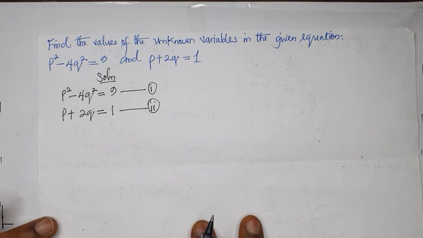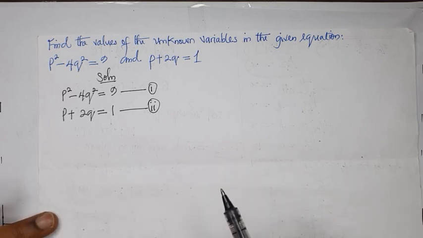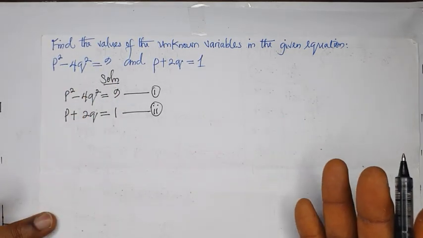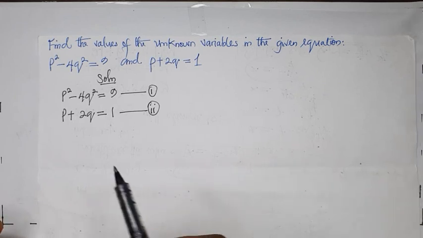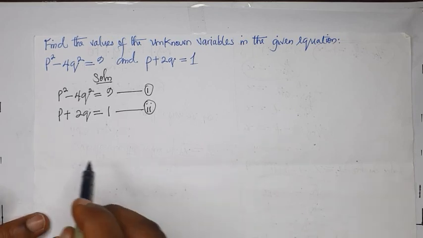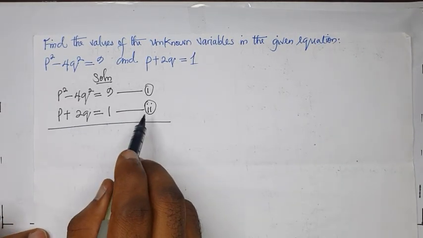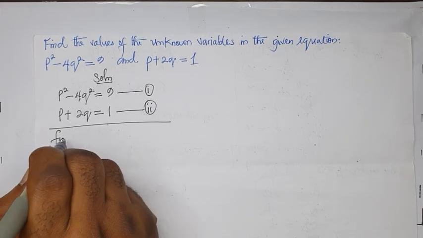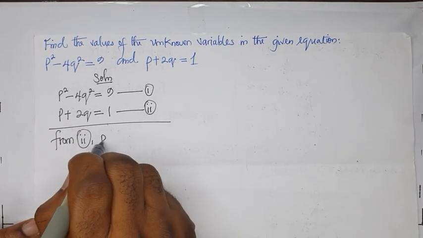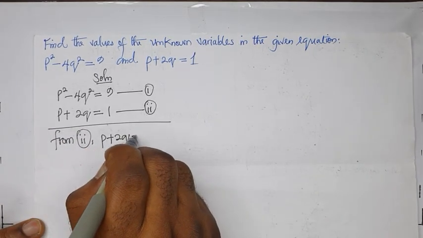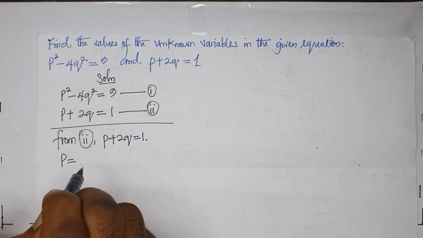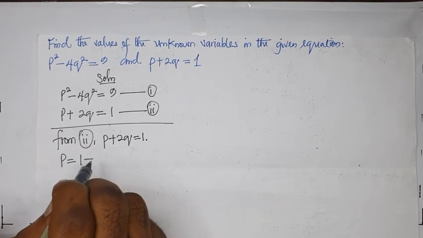Now that we have reached this level, one method that will deliver us here is the substitution method, since trying to eliminate will take us a very long way. So the substitution method always makes this kind of problems easier to solve. Alright, let's do that. Take a look at equation 2, which I'm going to take from. So from equation 2, we know already that p plus 2q is equal to 1. What this implies is that p can actually be equal to 1 minus 2q.